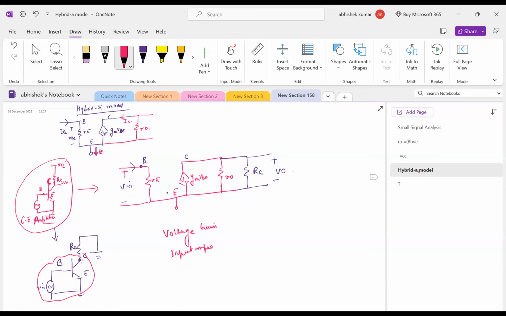Input impedance, current gain, and output impedance. It is not that you can just directly draw the circuit and your job is over. No, that is only 10% of your job. 90%, the conceptual and important part, is this one.